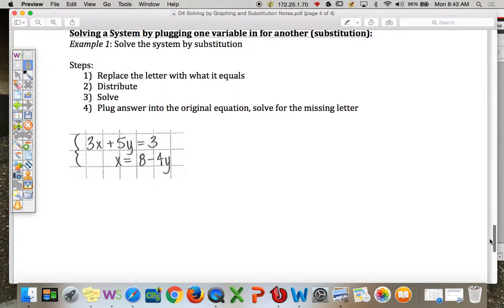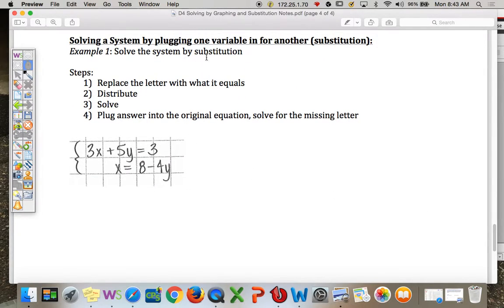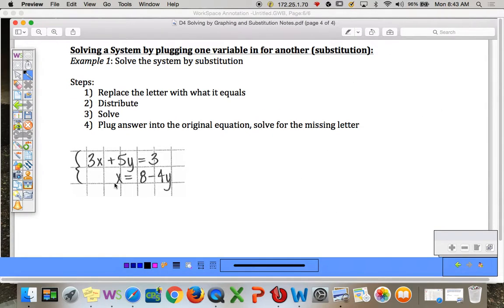Okay, so the last thing for substitution: sometimes you have to plug one variable in for another. This is another type of substitution. Here are the steps. Replace the letter with what it equals, distribute, solve, and plug in to find the other variable. So here, look for the letter that's by itself. x is by itself. x equals 8 minus 4y. We're going to plug that in for this x. So this is substitution. Here's what it looks like.